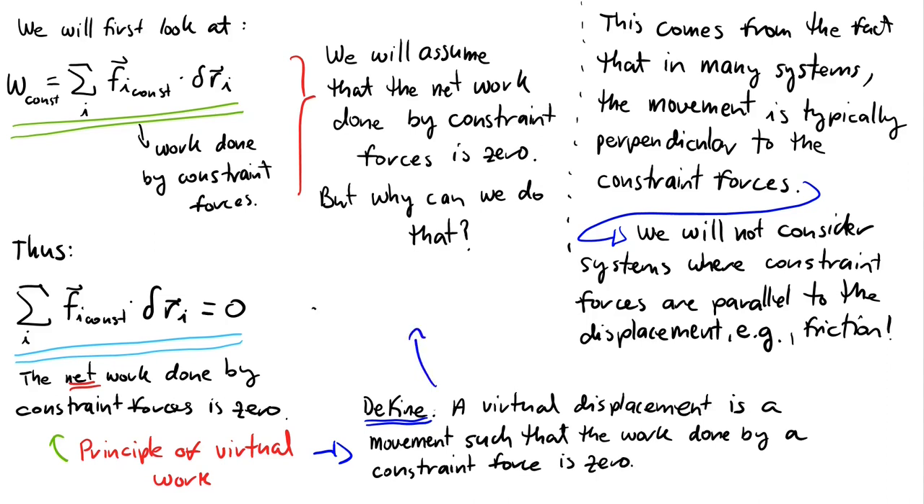As an example, if a box is resting on a table and it is pushed so that it is moved, the normal force the particle feels due to the table pushing back does no work since the displacement is always perpendicular to the force.